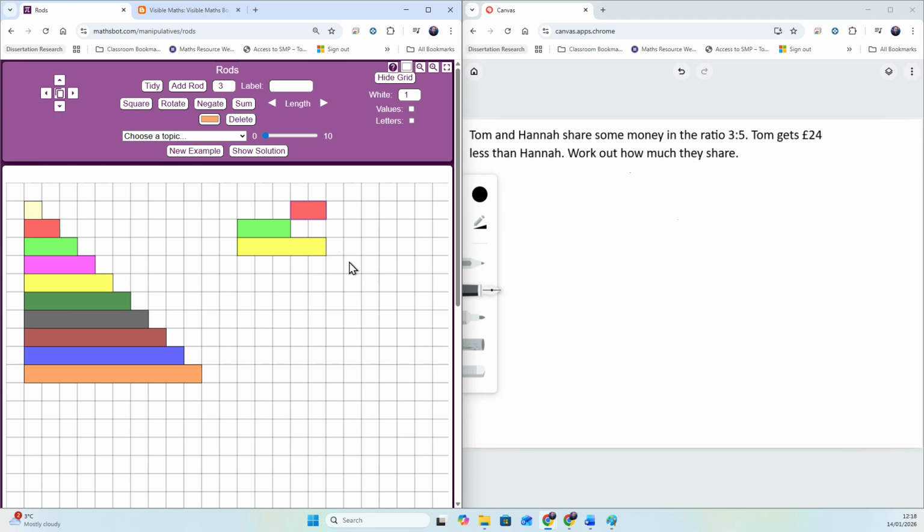What I want kids to be doing is a couple of things, and what I want to be highlighting if kids don't do it is a couple of things. That if this is 2 and represents 24, then the value of this rod is 12 times bigger than its length. And so the value of this rod is going to be 12 times bigger than its length, and the value of this rod is going to be 12 times bigger than its length.